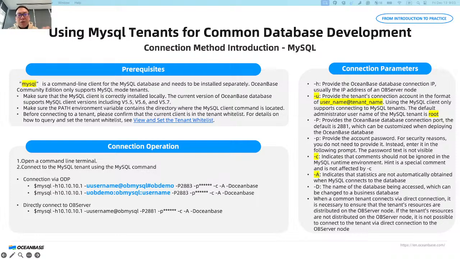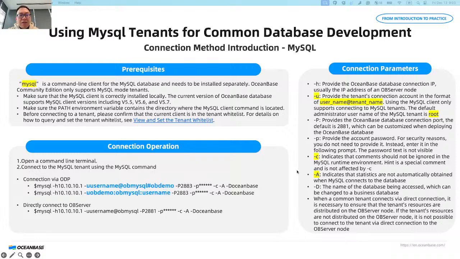Next is the description of the connection parameters. Here we mainly focus on -u. When using ODP connection, be sure to add the cluster name, OBDemo. If connecting to the OB server directly, there is no need to add the cluster name.